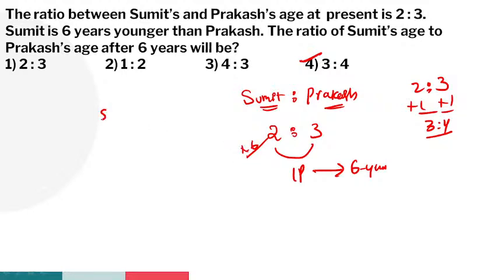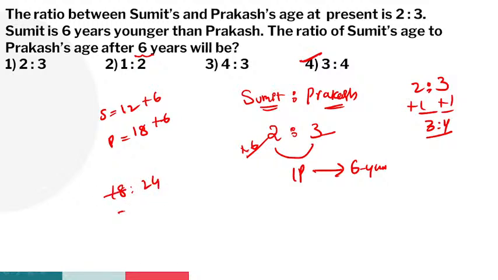So 2 into 6, 2 sixes are 12. Find out the Prakash age. 3 into 6, 3 sixes are 18. Right, 12 years and 18 years are the present ages. The problem asks us to find the ratio of Sumit's age and Prakash's age after 6 years. So after means plus: 12 + 6 is 18, 18 + 6 is 24.